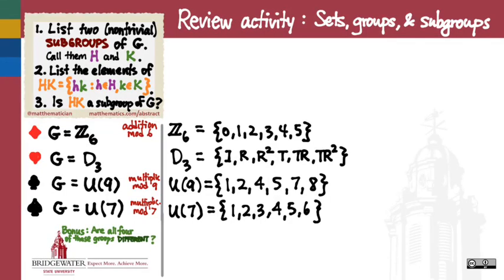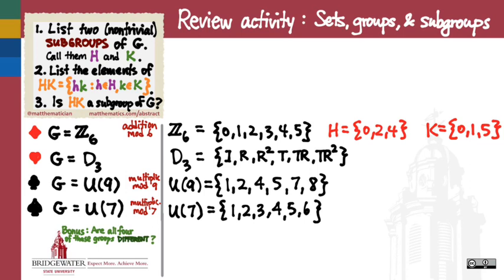So starting with Z6, where are my Z6 group? All right, what were the two subgroups that you came up with? 0, 2, 4. And the other one was 0, 1, 5.